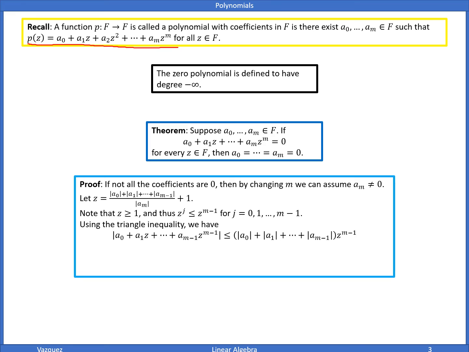Now we can use a triangle inequality. We have this polynomial here. We're using a triangle inequality to get this here now. And what do we know that is less than? Well, that's less than the absolute value of a sub m times z to the power of m.